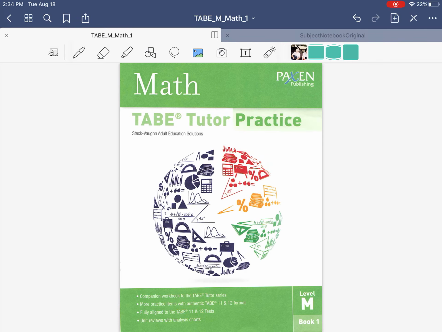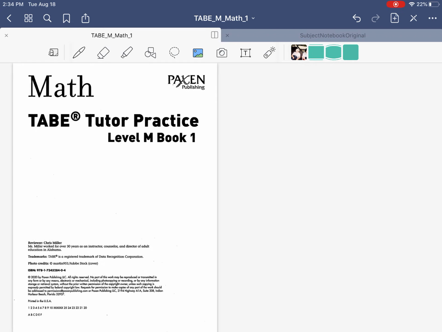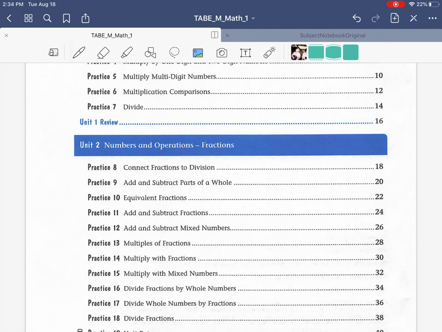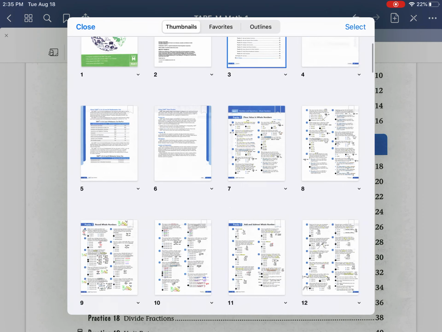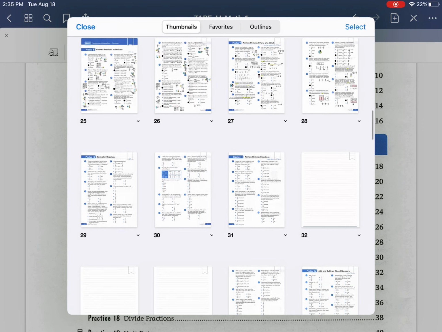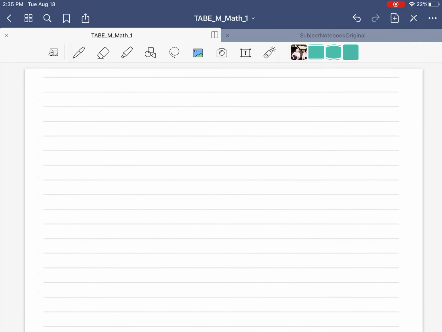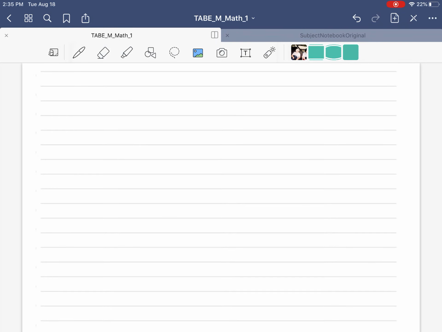In this video, we're looking at practice number 11 in TABE Tutor Practice Book 1. Practice 11 begins on page 24. So if you will turn to page 24 in your workbook, I will turn to it in mine, and we'll take a look at adding and subtracting fractions.